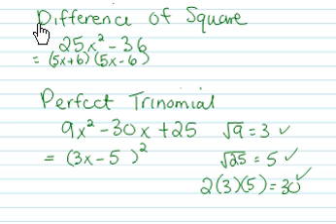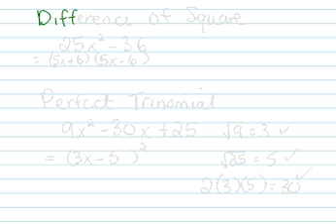Hi guys, so first one is a difference of squares. So a difference of squares, we talked about a couple things that we're looking for here. We're looking for a difference of squares to have two terms, that they need to be connected through subtraction, and you need to be able to take the square root of the first and last term.